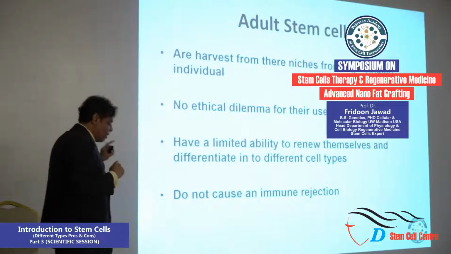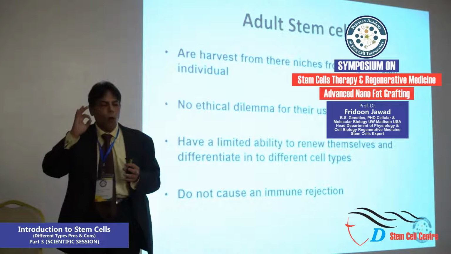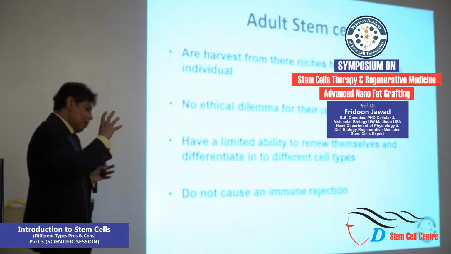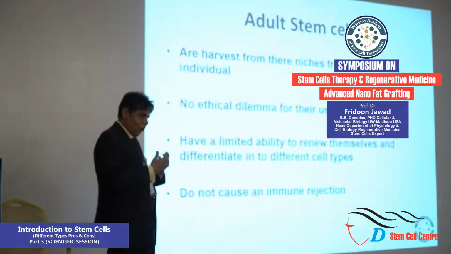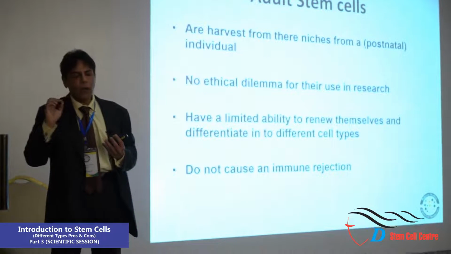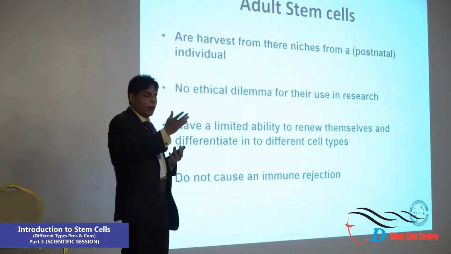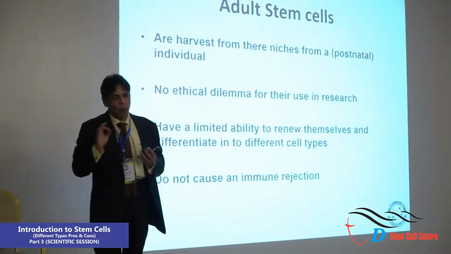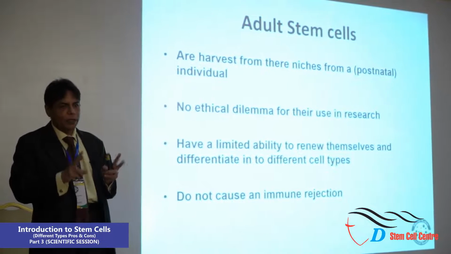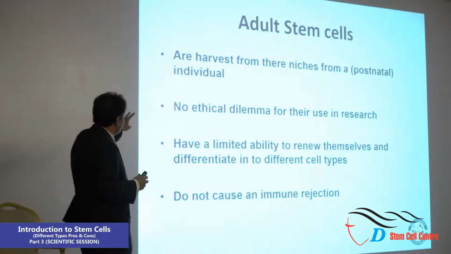are harvested from different niches in an adult person's different organs. Almost all our organs have a reservoir of stem cells. So we can remove stem cells from organs of an adult person. Typically the most common sources, the most abundant sources are either fat or bone marrow. So these are the two sources, two types of stem cells you will encounter in literature, being most commonly used for therapeutic purposes.